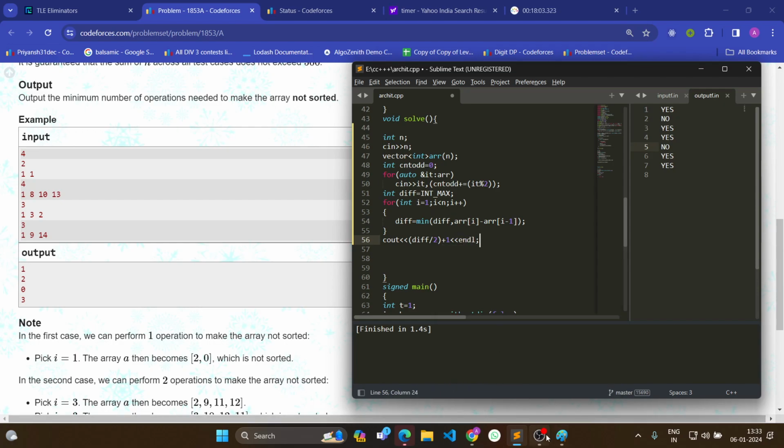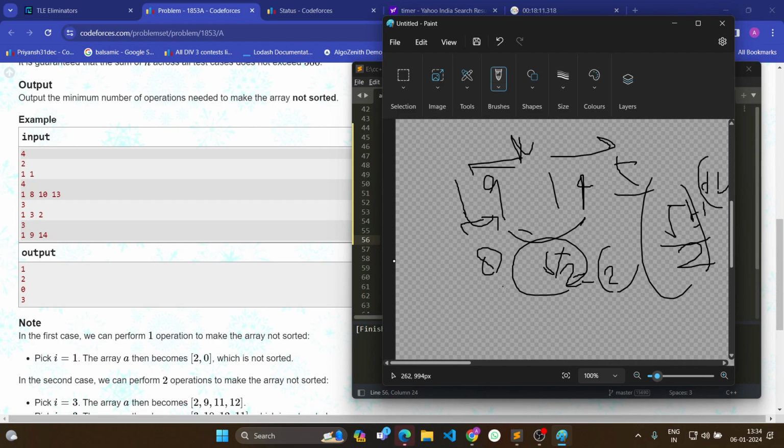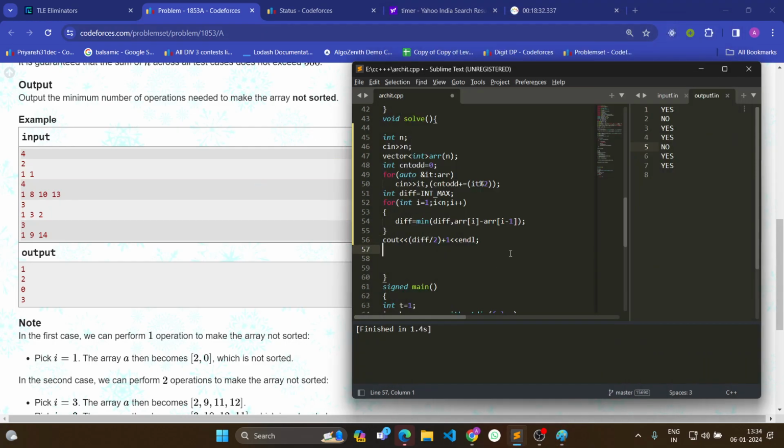So why is the answer diff by 2 plus 1? Because the difference here becomes 2, but as you can see if I apply two operations then this becomes 11 and this becomes 12. So after I apply one more operation this becomes 12, this becomes 11. Even if it was equal, like if it was 8 and 14, this becomes 6. After applying three operations this becomes 6 and this becomes 11, and I need to apply one more operation so that it actively becomes increasing, otherwise it is not sorted.